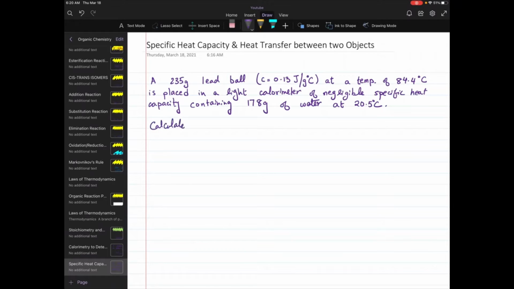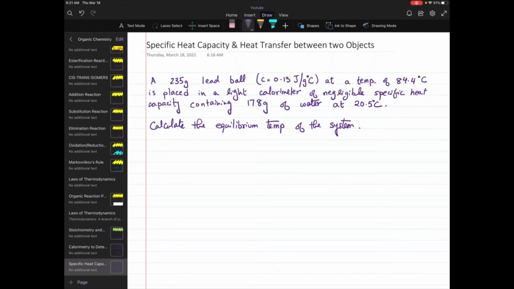Calculate the equilibrium temperature, which means the temperature when it becomes the same for the object, the ball, and the water. That is the equilibrium temperature of the system. In other words, they're looking for the final temperature.